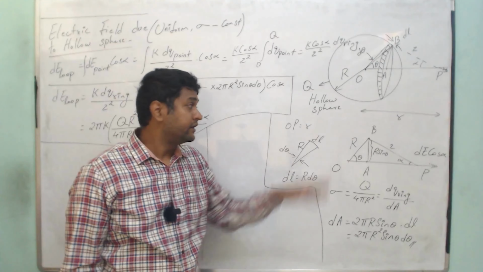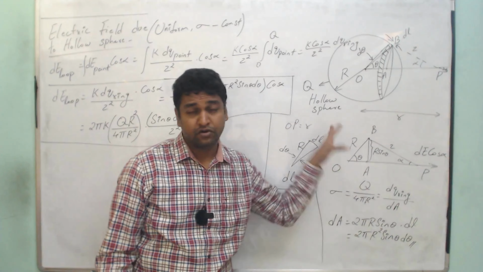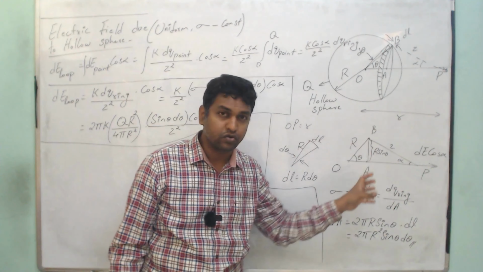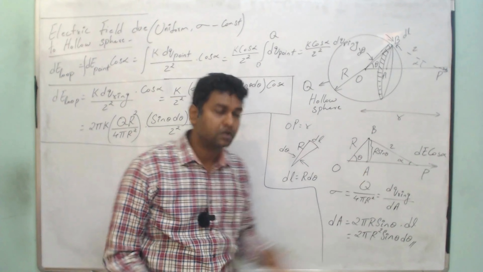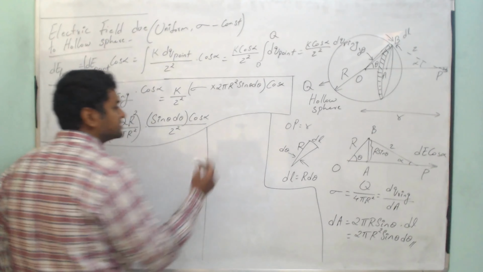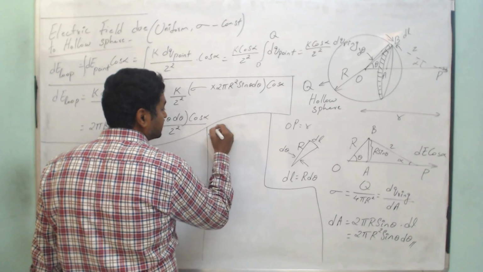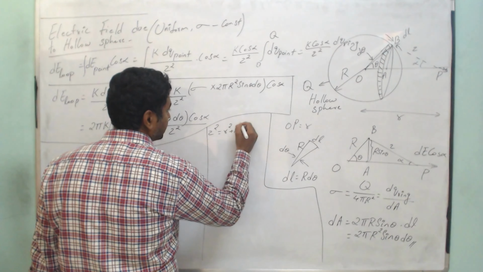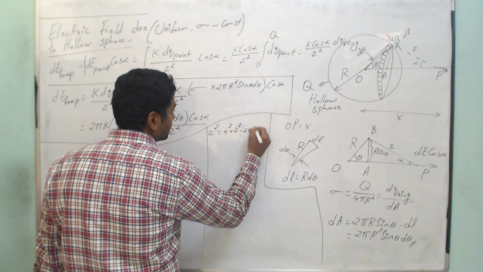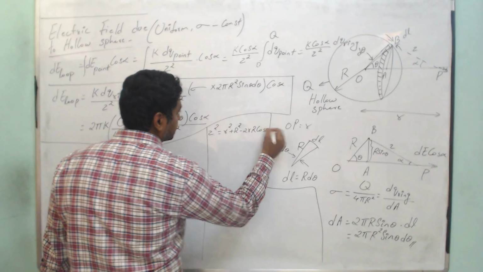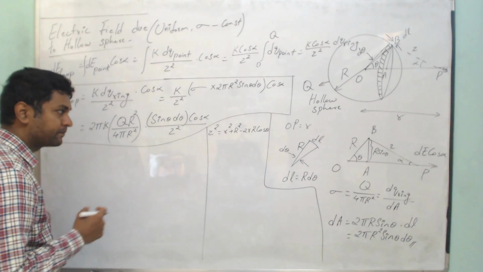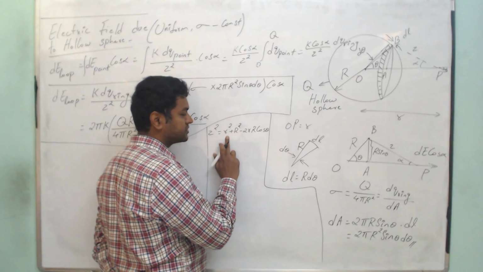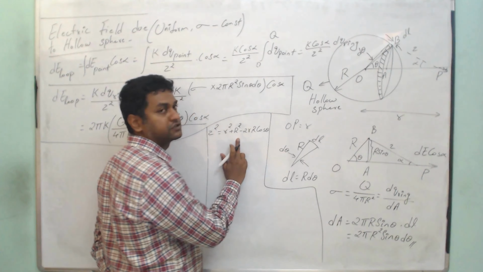And in trigonometry, we already know the cosine rule. So using that, I will have z square equal to r square plus R square minus 2rR cos theta. Is this correct? Capital R is a constant. Small r is a constant. Capital R is also a constant.